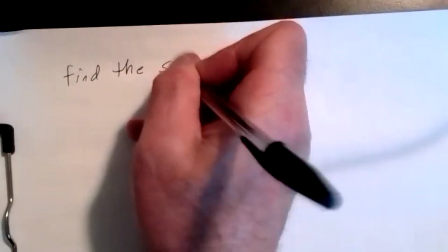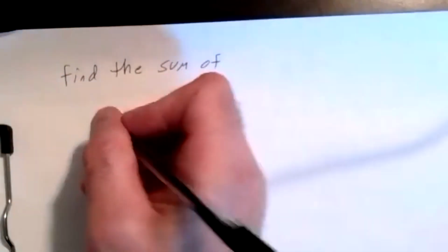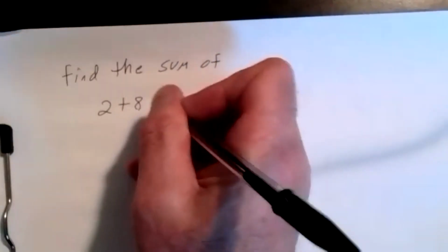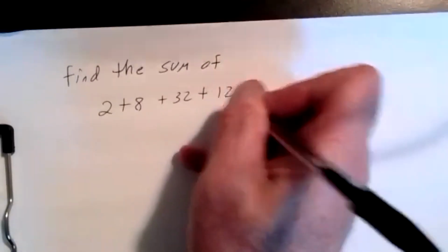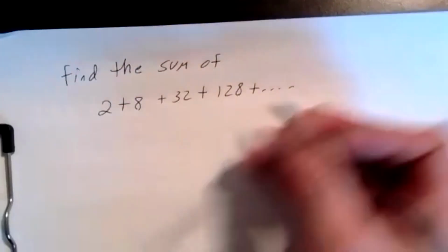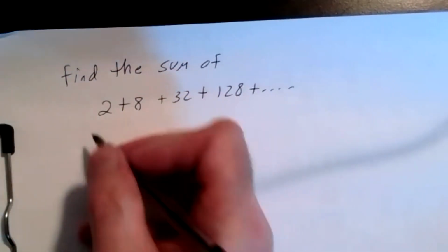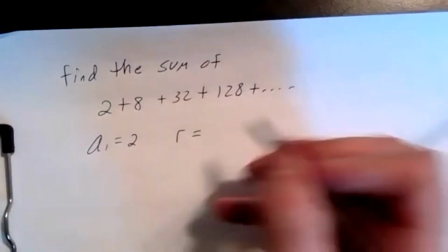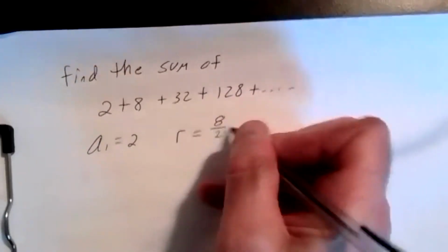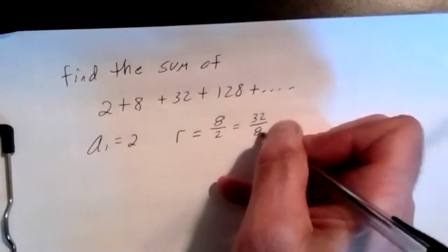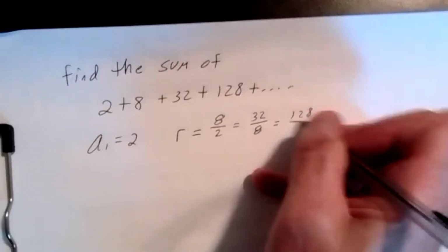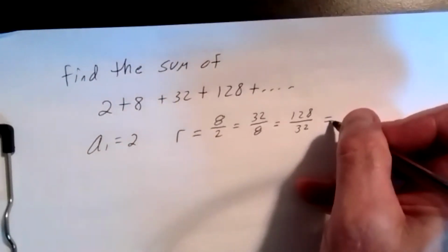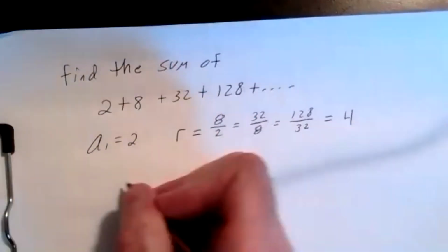How about this one? Find the sum of 2 plus 8 plus 32 plus 128 plus ... Ladies and gentlemen, what's my first term? First term is 2. What's the common ratio? It'd be 8 divided by 2, or 32 divided by 8, or 128 divided by 32. In either case, you would get 4 for the common ratio.